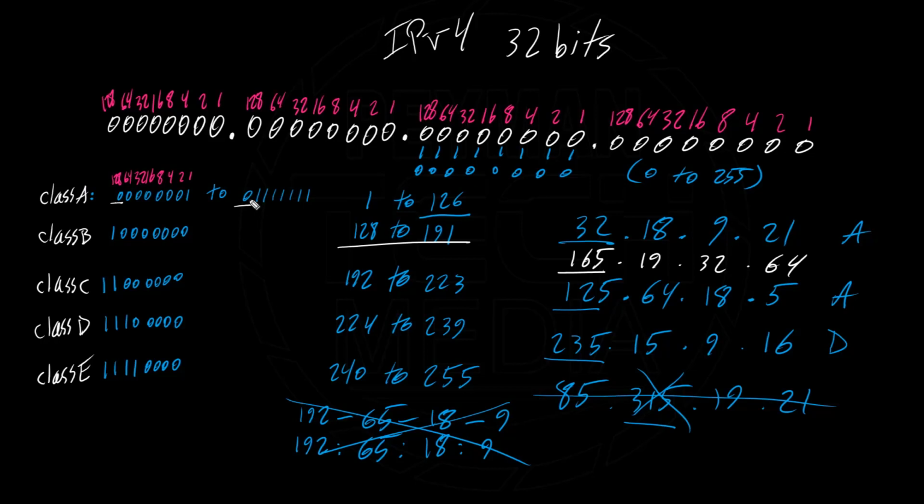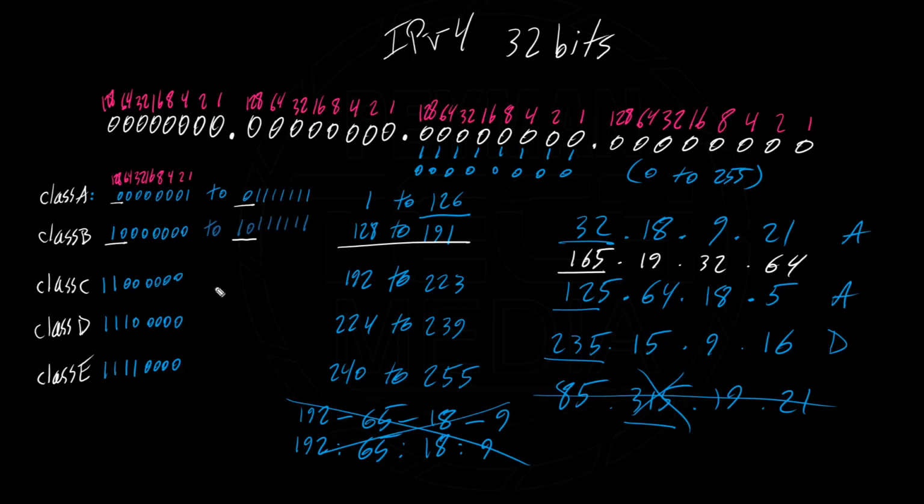And for class B, 191: if we convert 191 decimal to binary, it will be 1 0 1 1 1 1 1 1. So let's count. It should be 8. 1, 2, 3, 4, 5, 6, 7, 8. Very good. So the class B range always goes from 1 0 0 0 0 0 0 0 to 1 0 1 1 1 1 1 1, and of course, a total of 8 bits here. So always the first 2 bits in the first octet are 1, 0. And that's how routers know that this is class B.